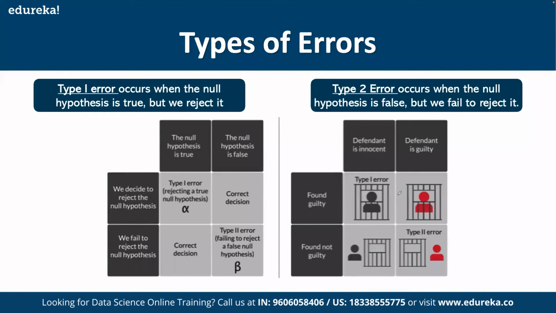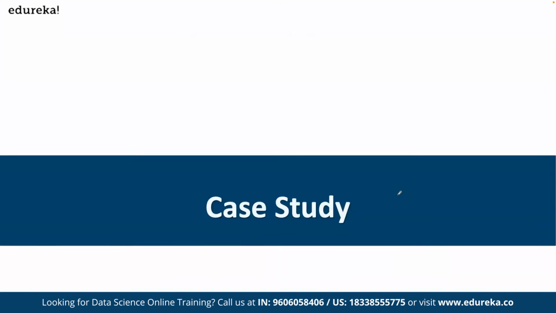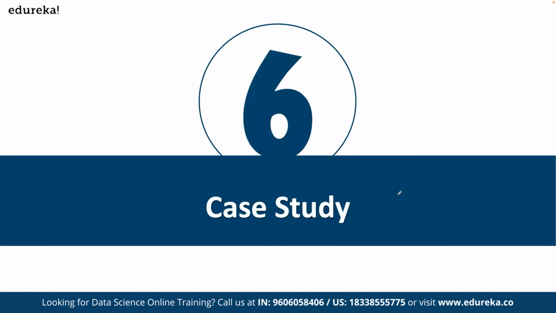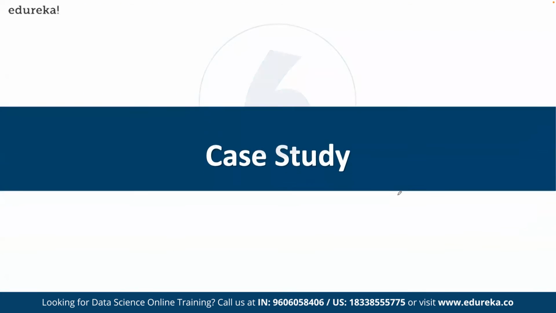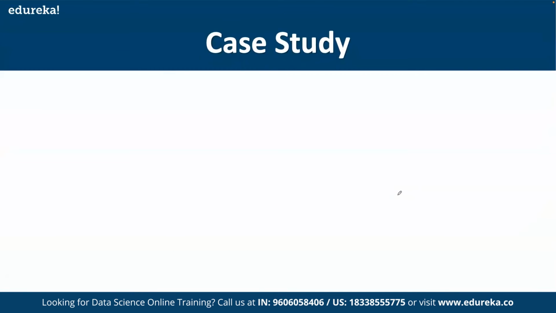Type 1 error means the null hypothesis is true, but we are rejecting the null hypothesis and going with the alternate hypothesis. The type 2 error occurs when the null hypothesis is false, but we fail to reject it. These are the two kinds of error we generally come across while performing hypothesis testing. Now, to get better clarity on this, let's take up a case study.